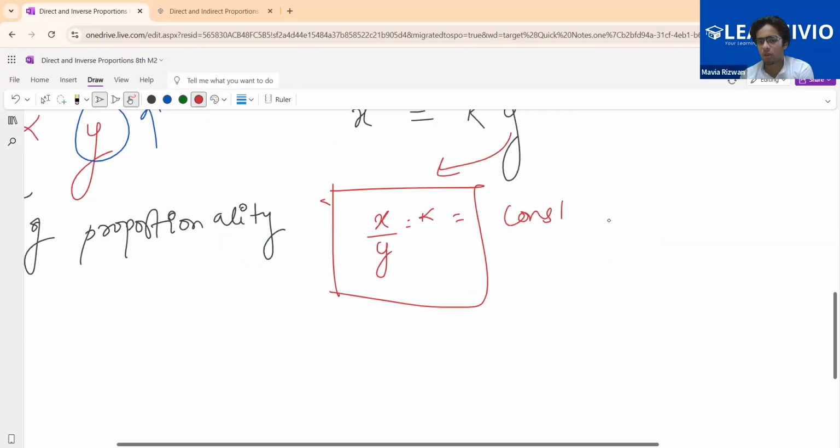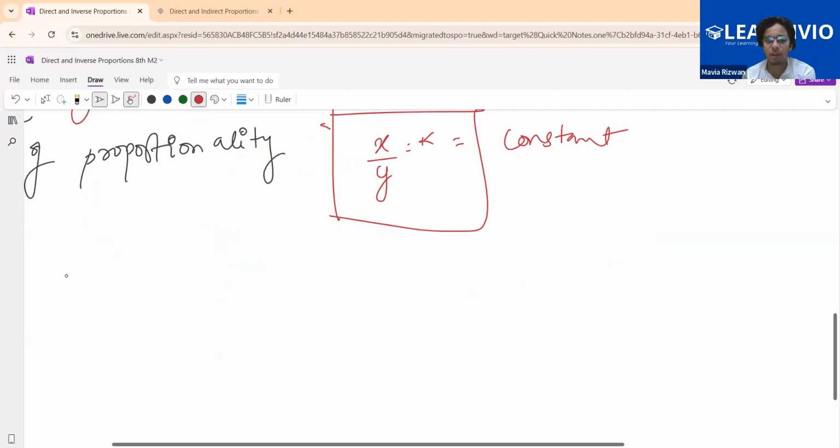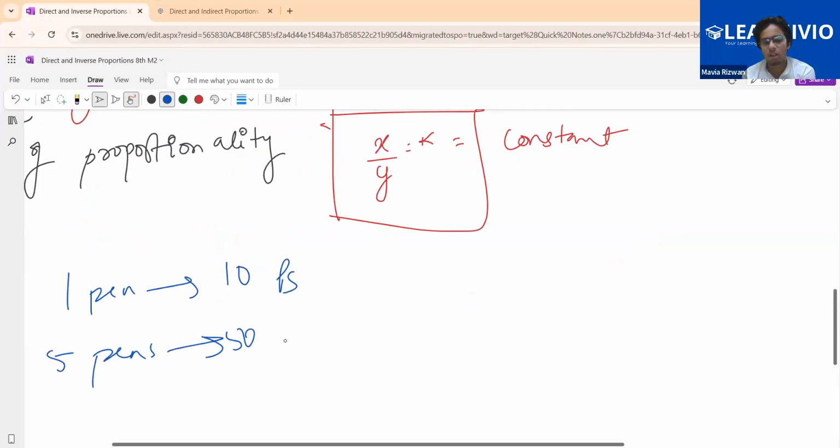Let me give you the pen example: when one pen is for 10 rupees, 5 pens would be for 50 rupees. If I take the number of pens as x and the cost as y, then x by y is 1 by 10. This is the ratio for x by y.